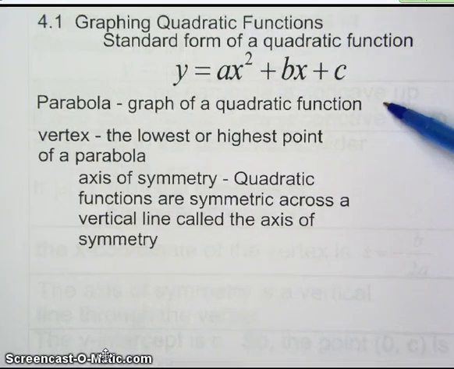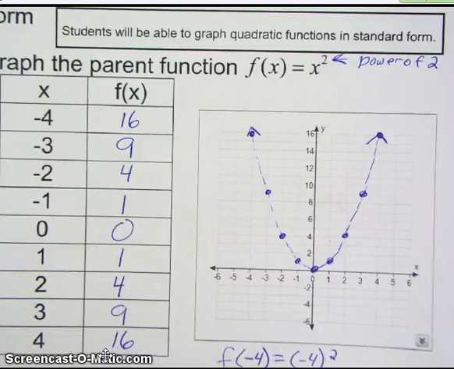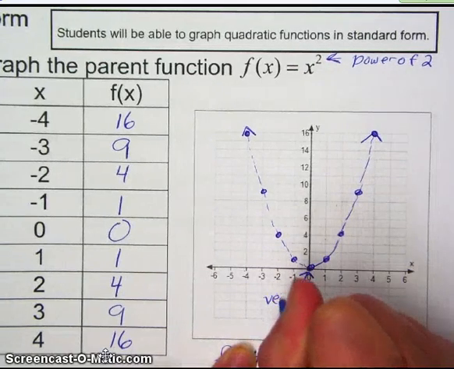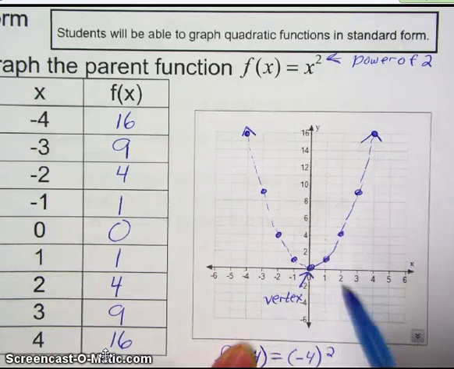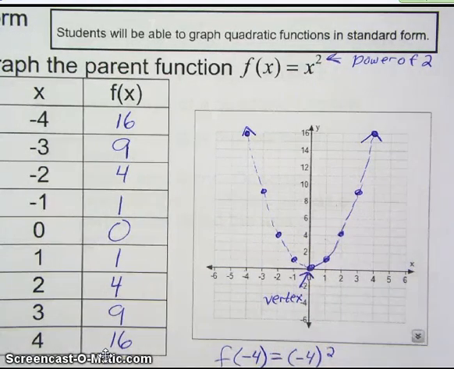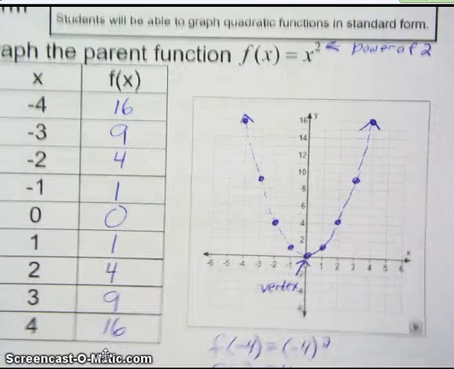The vertex is the lowest or the highest point of the parabola. Let me show you what that is. Right here, this point right here is the vertex. So in this case, this is the lowest point on this parabola. You'll see in the subsequent videos some examples where the vertex is the highest point on the parabola.